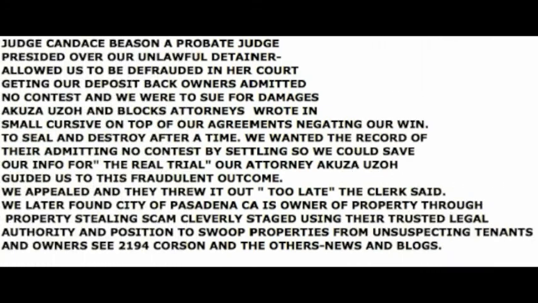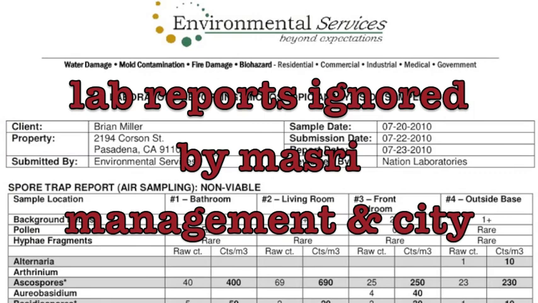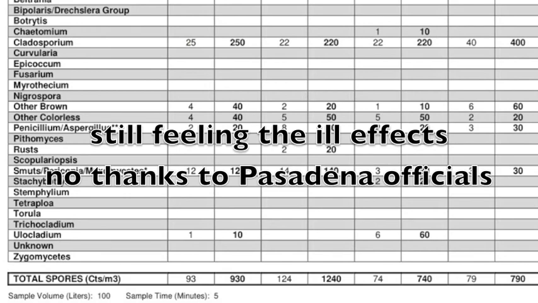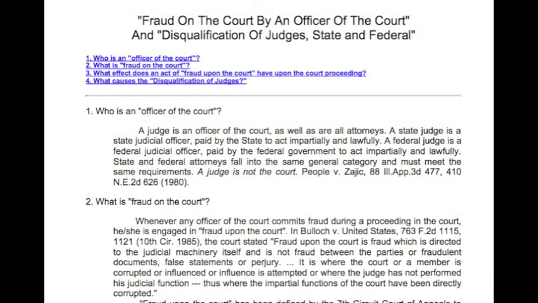4. What causes the disqualification of judges? Federal law requires the automatic disqualification of a federal judge under certain circumstances. In 1994 the U.S. Supreme Court held that disqualification is required if an objective observer would entertain reasonable questions about the judge's impartiality. If the judge's attitude or state of mind leads a detached observer to conclude that a fair and impartial hearing is unlikely, the judge must be disqualified.